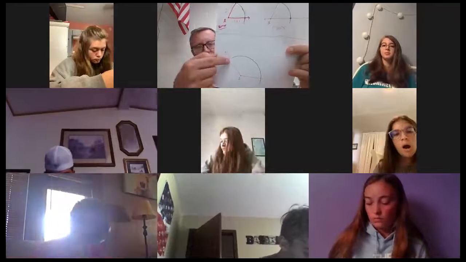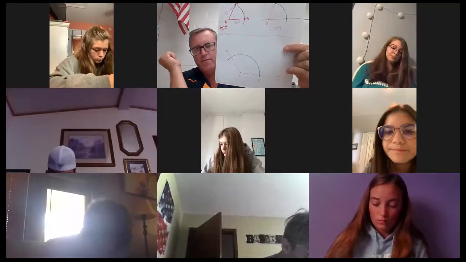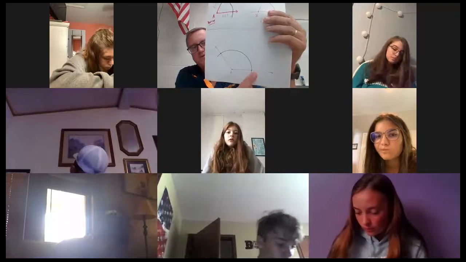So the most important thing is that it intersects the angle on both rays. I'm going to go ahead and put a point of intersection on those two rays. So there I have a point of intersection there and a point of intersection there.